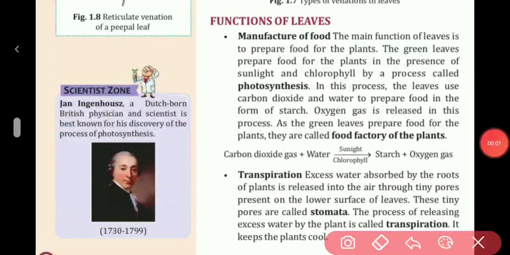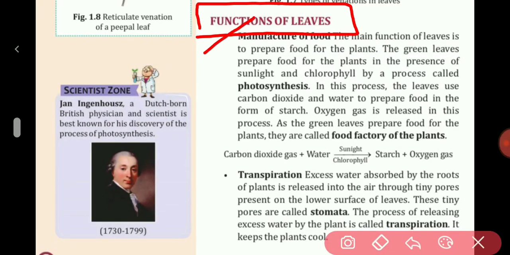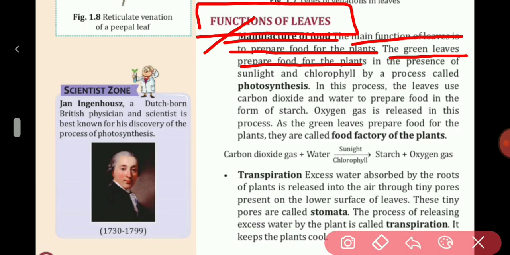Now the next topic is functions of the leaves. What are the functions of the leaf? The first function is manufacture of food. It helps in photosynthesis. The main function of leaves is to prepare food for the plants. The green leaves prepare food for the plants in the presence of sunlight and chlorophyll by a process called photosynthesis.